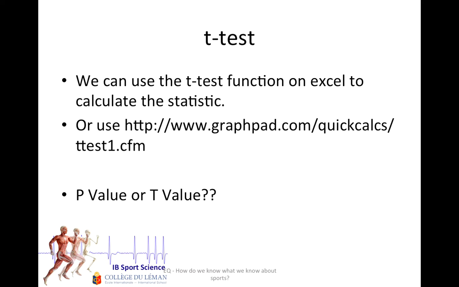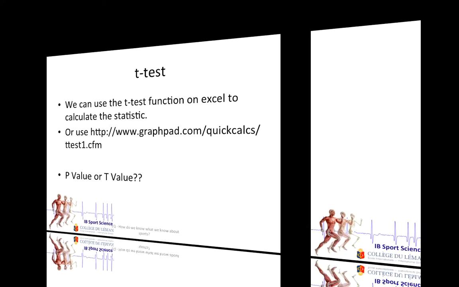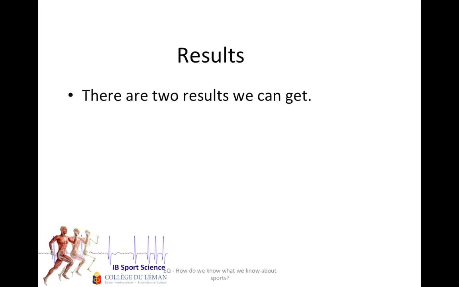The easiest way to calculate a t-test is either on Excel or to use an online function. So for example, this GraphPad calculator is pretty useful. Now what they spit out will vary depending on the product that you're using. And sometimes it'll spit out a t-value and sometimes it'll produce a p-value. Essentially, they're two ways of saying the same thing. But let's look at what they mean.